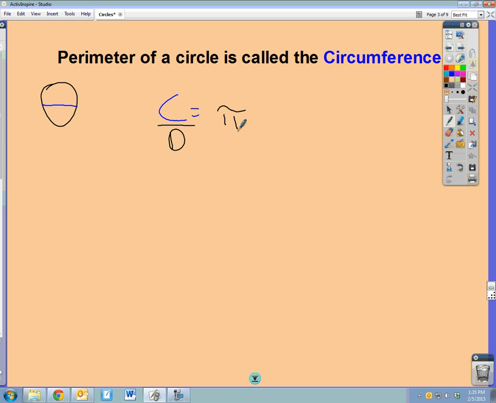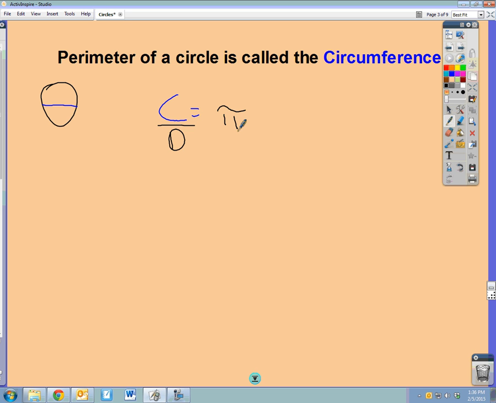It's hard to measure the distance around a circle. Circles are not easy to measure accurately, the distance around the outside. And so it's often easier to measure the distance across the circle because it's a straight line. And it's easier for us to measure straight lines than circle lines.